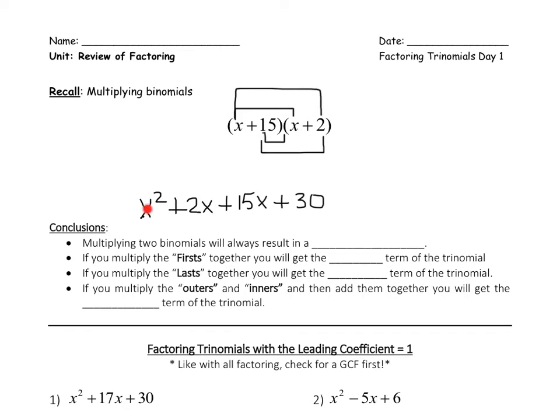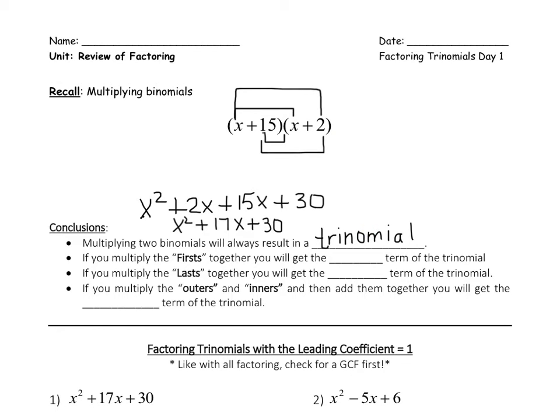Now if we look at this expression here, we have two like terms. So my final answer will be x squared plus 17x plus 30. Now let's see if we can make some conclusions. Multiplying these two binomials together will always result in what? What type of expression is something like that that has these three terms? You want to say trinomial. So no matter what, if you're going to take two binomials and multiply them together, you'll always get a trinomial.